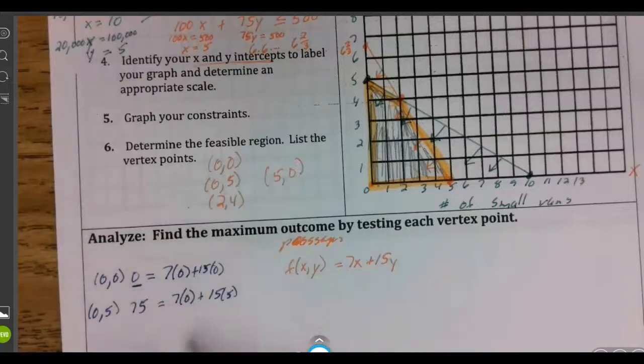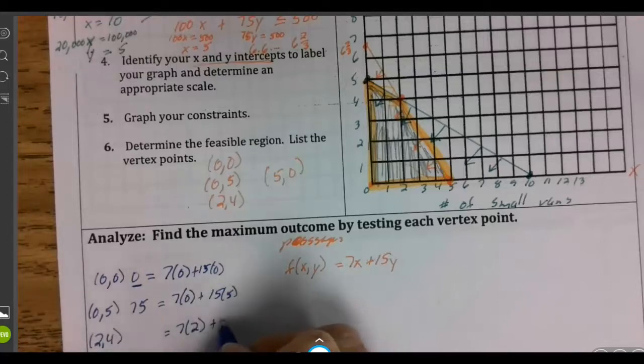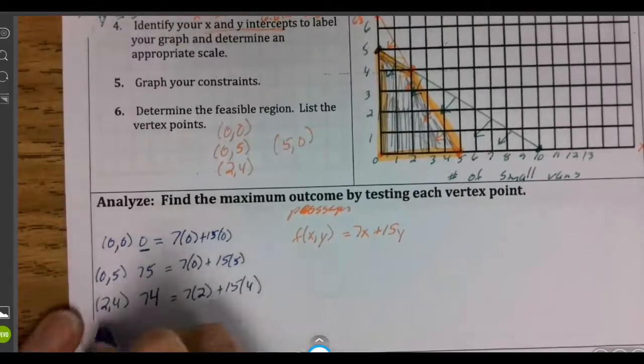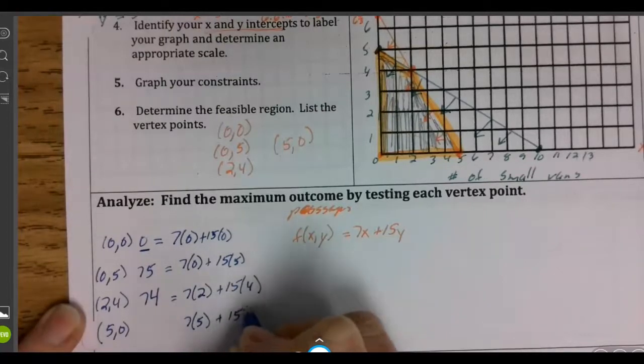75. So if I have 0 of the small vans and 5 of the large vans, I could carry 75 people. Let's do 2 and 4. That'd be 7 times 2 and 15 times 4, and that's 74 people. So 2 small vans and 4 of the big vans, I carry 74 people. Then we have the point 5, 0.